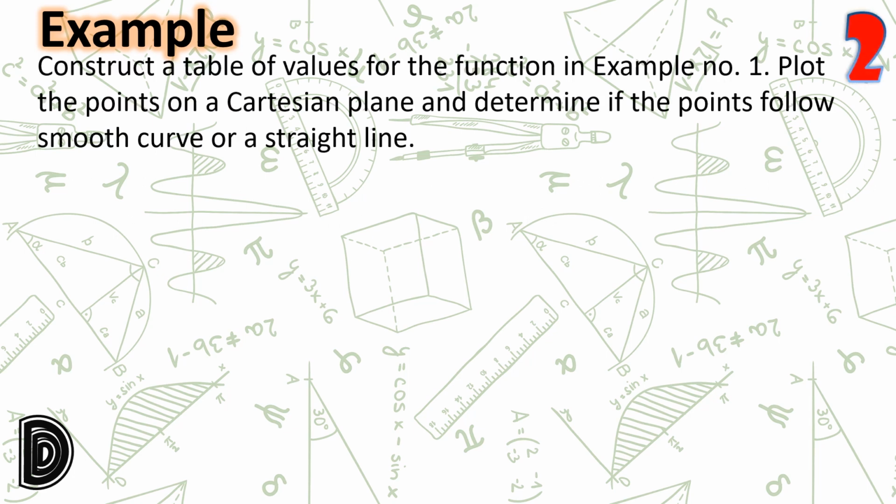Let us have example number 2. Construct a table of values for the function in example number 1. Plot the points on a Cartesian plane and determine if the points follow a smooth curve or a straight line. From the function in example number 1, we have S of t is equal to 100 over t.